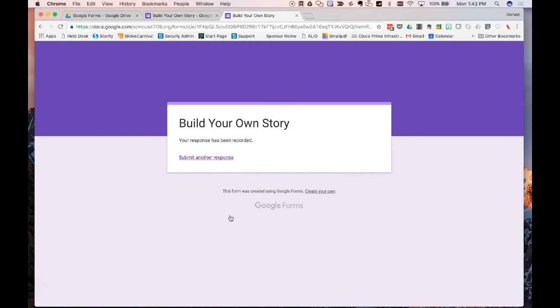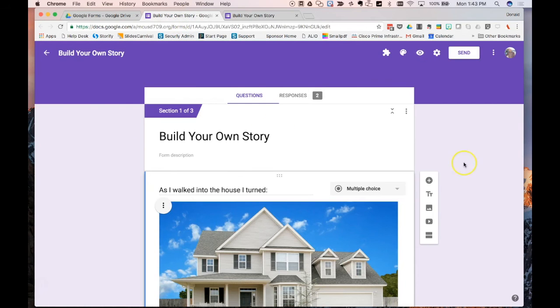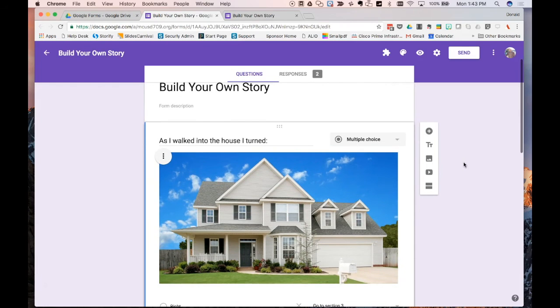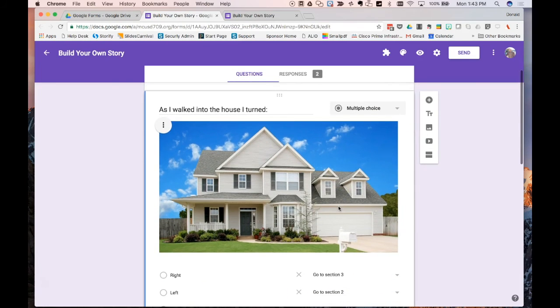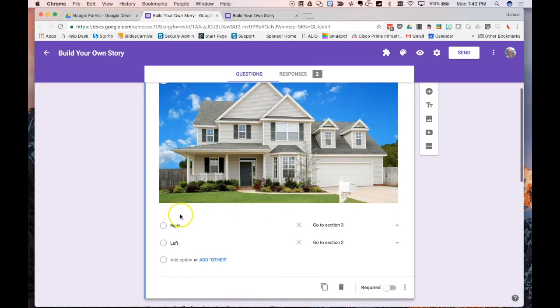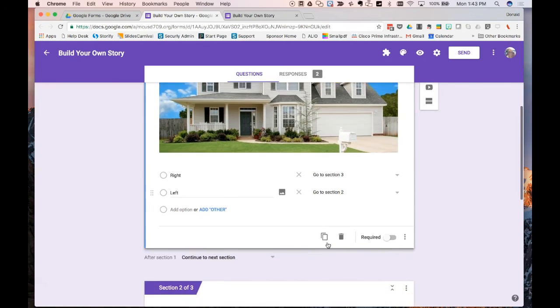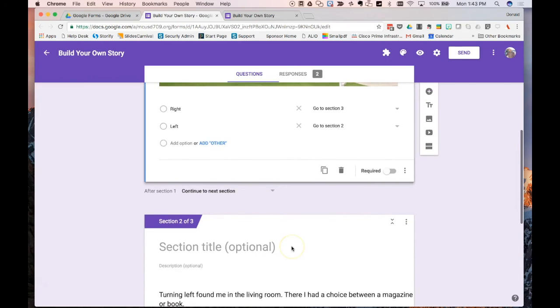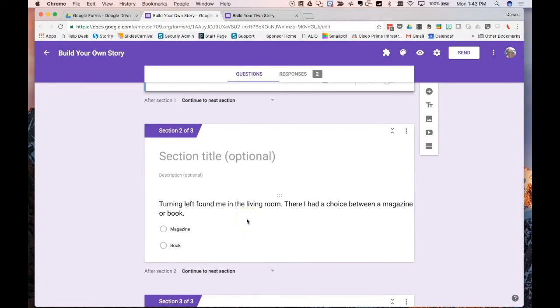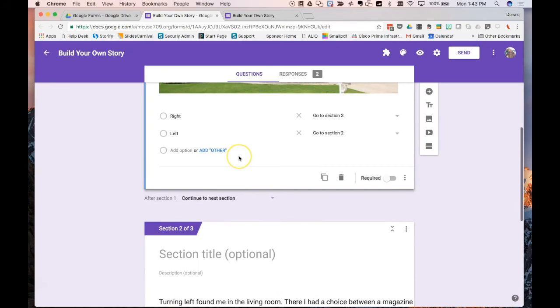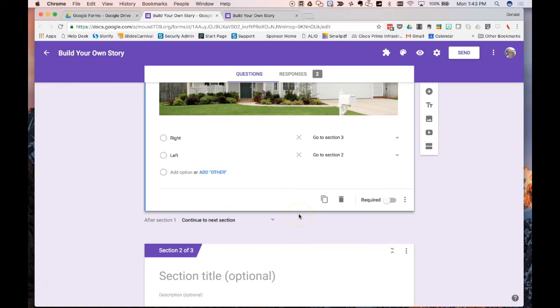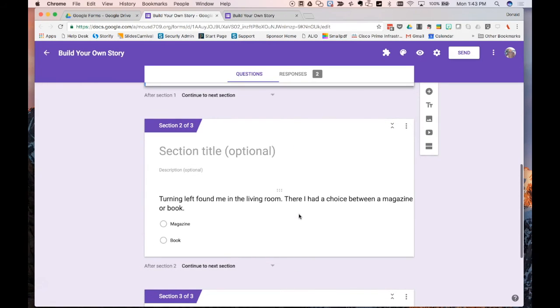Now, I didn't go and build out this whole thing, but I want you to notice how the questions are. This was a multiple choice question. I inserted an image into it, but here's where it's different. If you chose right, it's going to make you go to section 3. If you chose left, it's going to make you go to section 2. So you'll notice I have built in these sections as the destination of the previous choice. And again, the more you think about this, you can do truly amazing things with this, but it does take some sketching out.